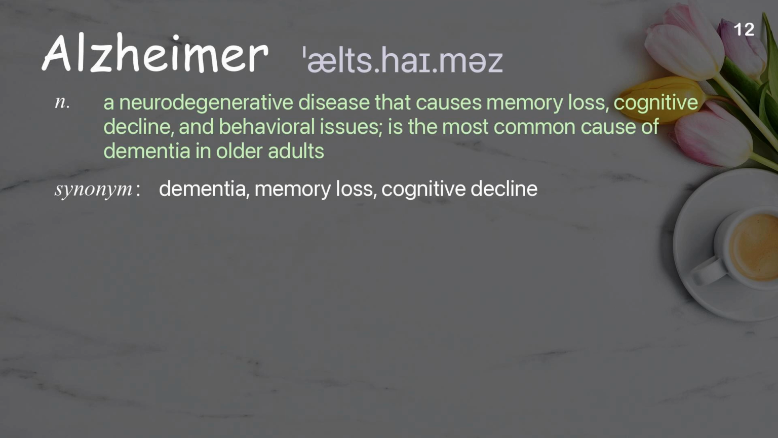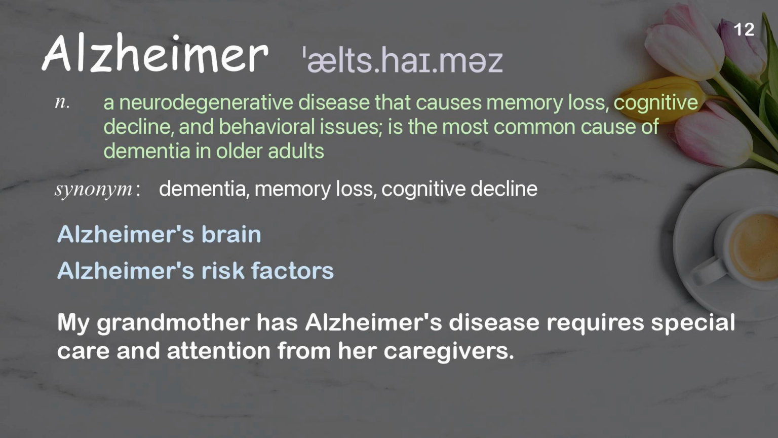Alzheimer. A neurodegenerative disease that causes memory loss, cognitive decline, and behavioral issues, is the most common cause of dementia in older adults. Examples: Alzheimer's brain. Alzheimer's risk factors. My grandmother has Alzheimer's disease, requires special care and attention from her caregivers.